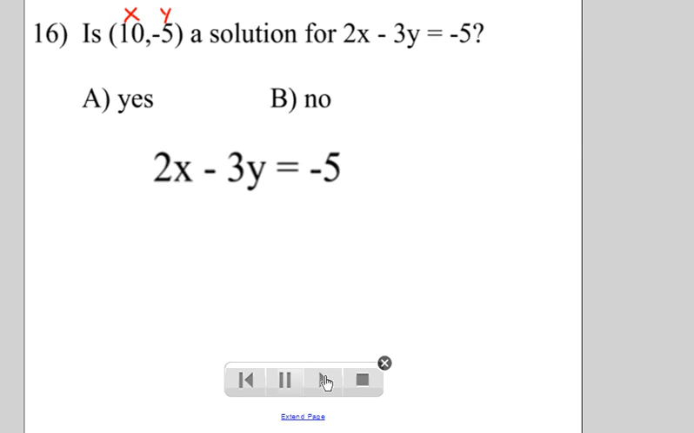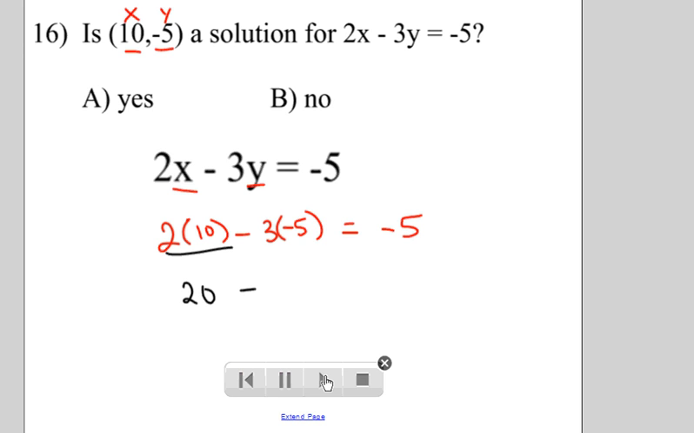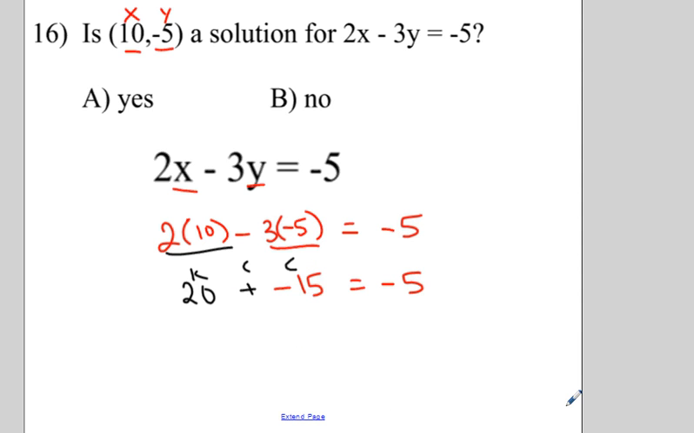Do the same thing here again. Plug them into the equation. See if it makes a true statement. Three times negative 5 is negative 15, so we need to do this keep change part here. And 35 does not equal negative 5, so no, that is not a solution.